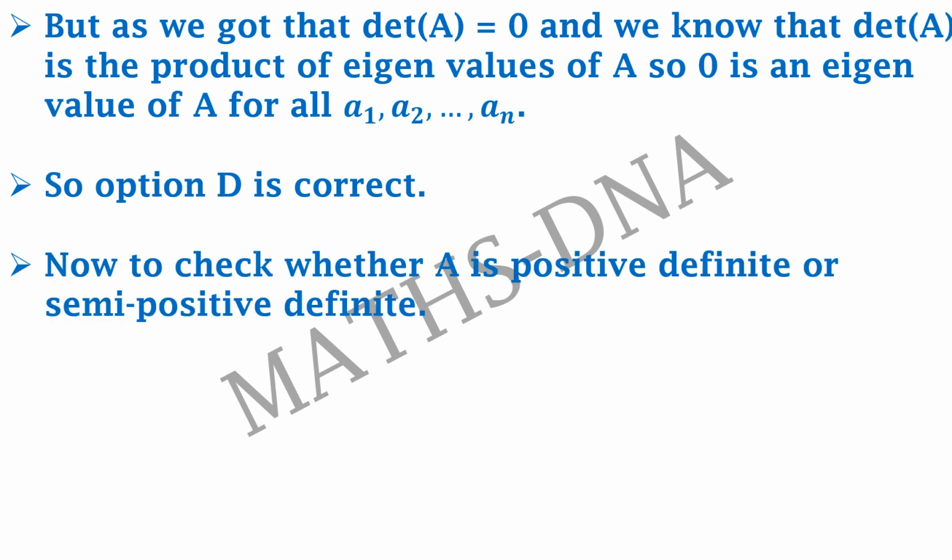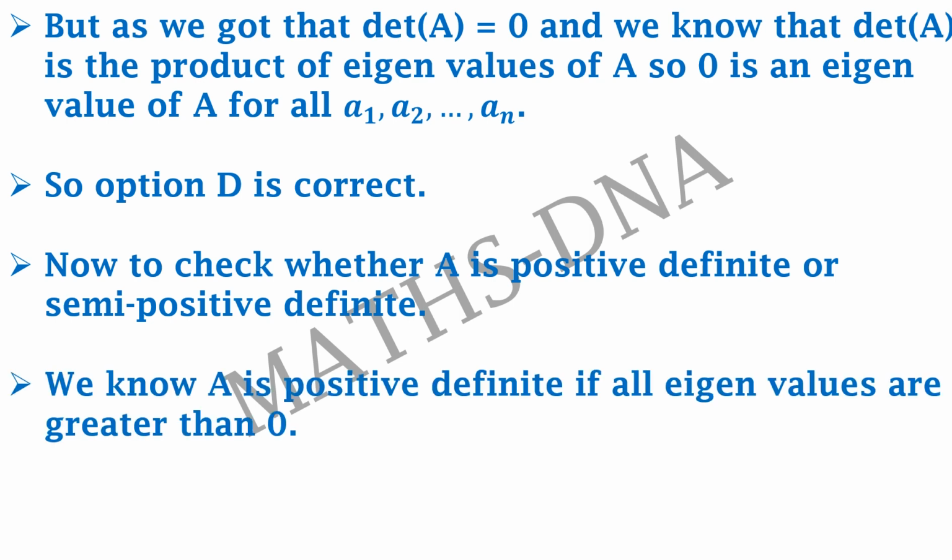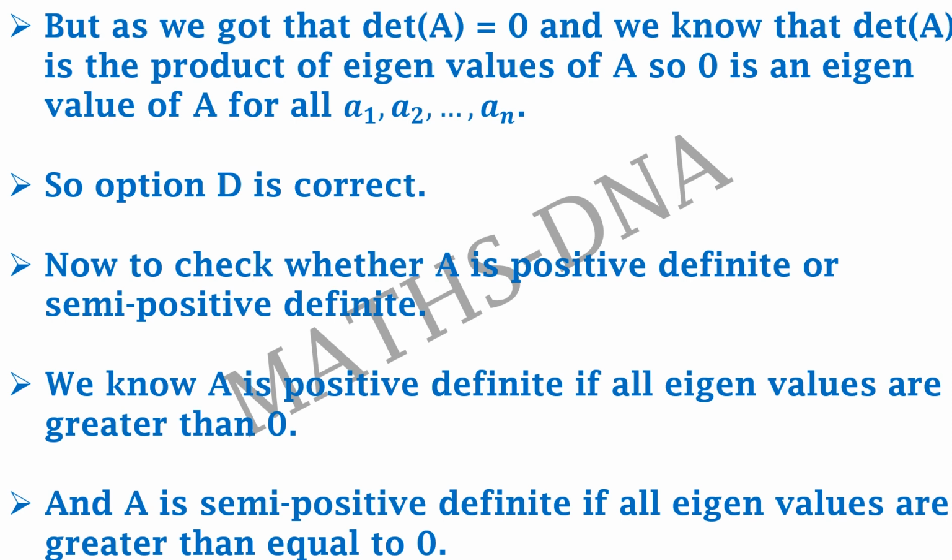Now we have to check whether A is a positive definite matrix or a positive semi-definite matrix. I know that you all know, but in case you don't know, a positive definite matrix is a matrix in which all the eigenvalues are greater than 0. Remember, greater than 0. And in positive semi-definite, all the eigenvalues are greater than or equal to 0.